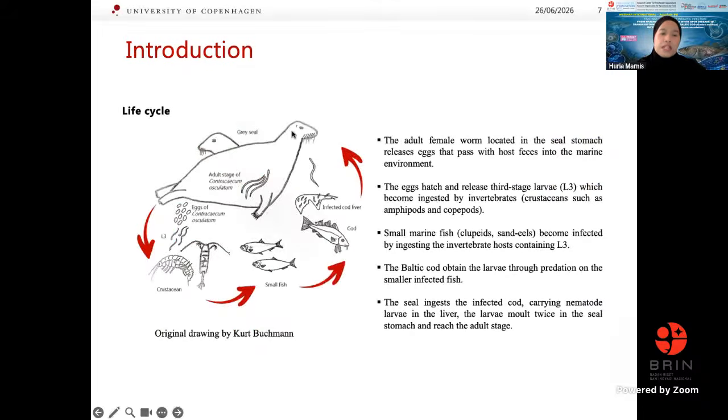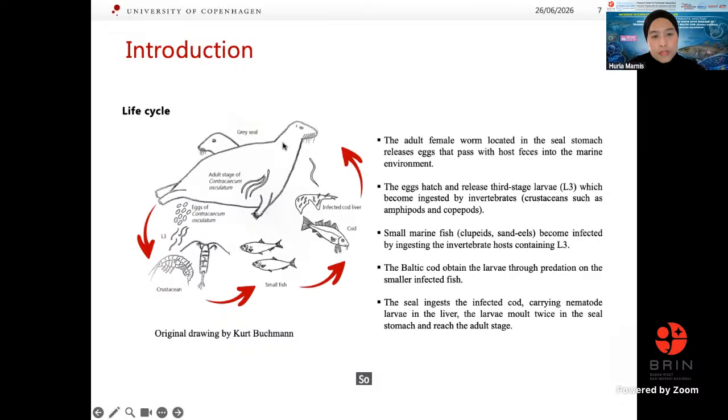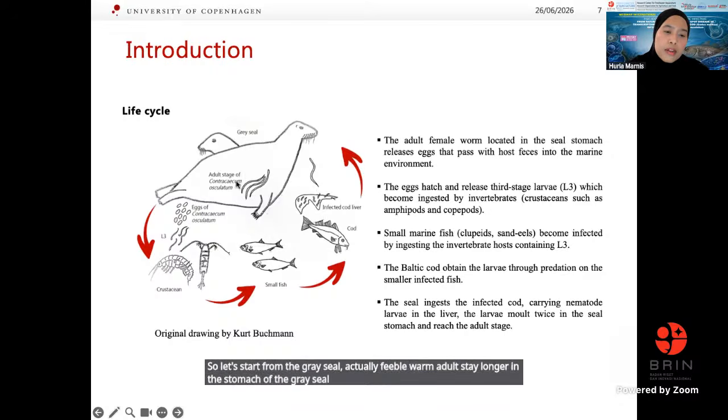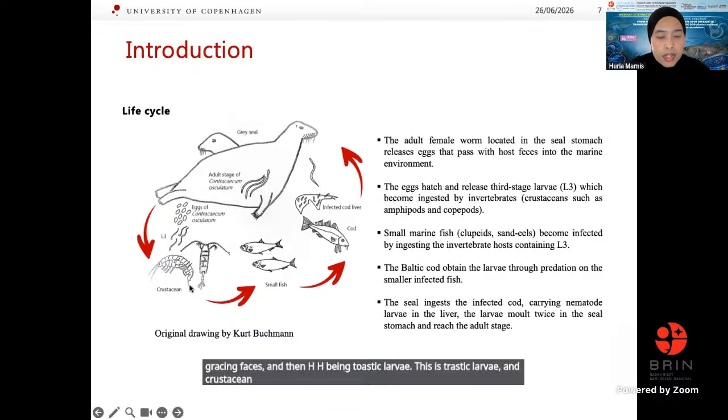And then this is the life cycle of the parasite. The gray seal, a mammal, is the final host for the parasite, and cod is the intermediate host. So let's start from the gray seal. The adult worms stay longer in the stomach of the gray seal, and their eggs reach the environment with the gray seal feces. Then eggs hatch into third-stage larvae, and crustaceans ingest the larvae.